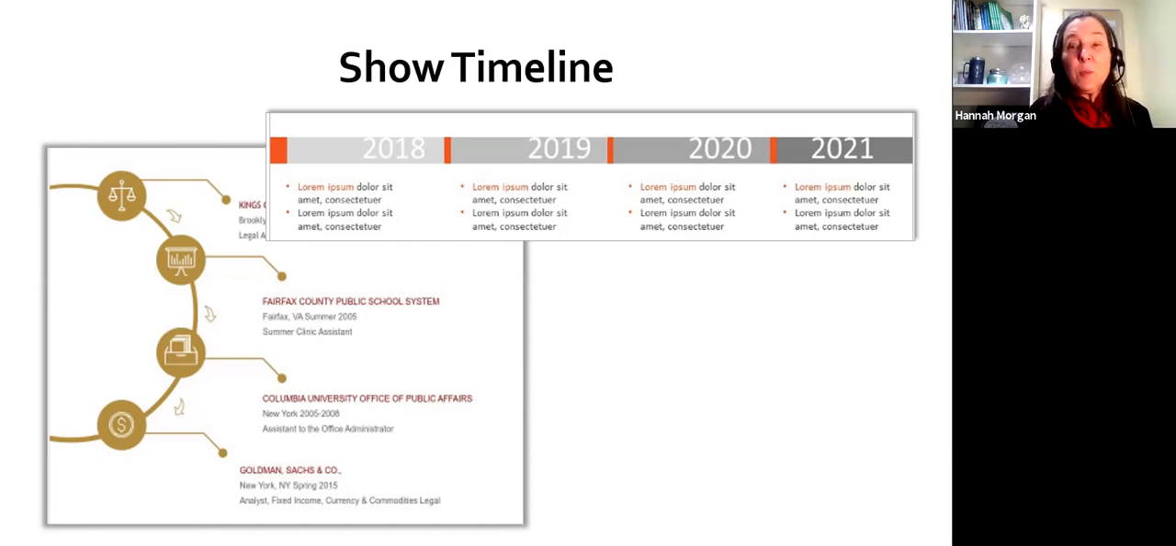So this allows us to be more selective in the work experience that we talk about. So for those of you that said, "Ooh, I want to show the timeline," these are a couple of ways to do that that are creative, that aren't necessarily as traditional. Are there any questions on that?